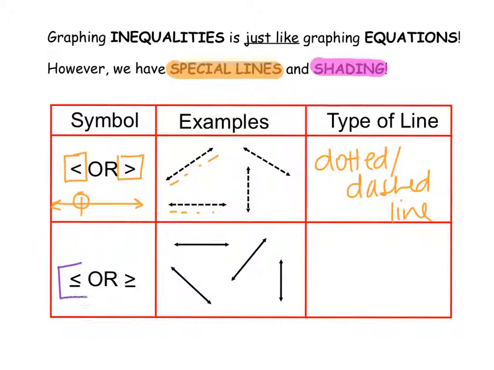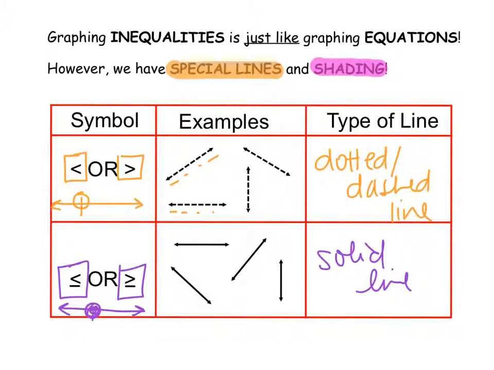Then, if it's less than or equal to, or greater than or equal to, we use a solid line. And that's going back to when we were graphing on number lines with inequalities, we would use a closed circle. Closed circles meant the point was included. The solid line means that the points on the line itself are included, while our dashed lines mean that we're not going to include the points that fall exactly on the line. And so we need to take that into account when we're going to start graphing inequalities.